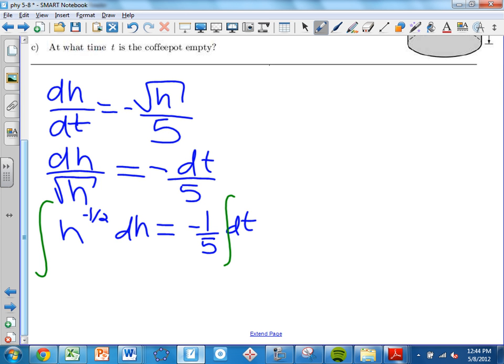What is the integral of h to the negative 1/2? Raise the power up by 1. What's 1 above negative 1/2? Positive 1/2, over 1/2. Good. So h to the 1/2 over 1/2. It's the power rule. And we can move that in front as a 2, because you divide by half, same as multiplying by 2.